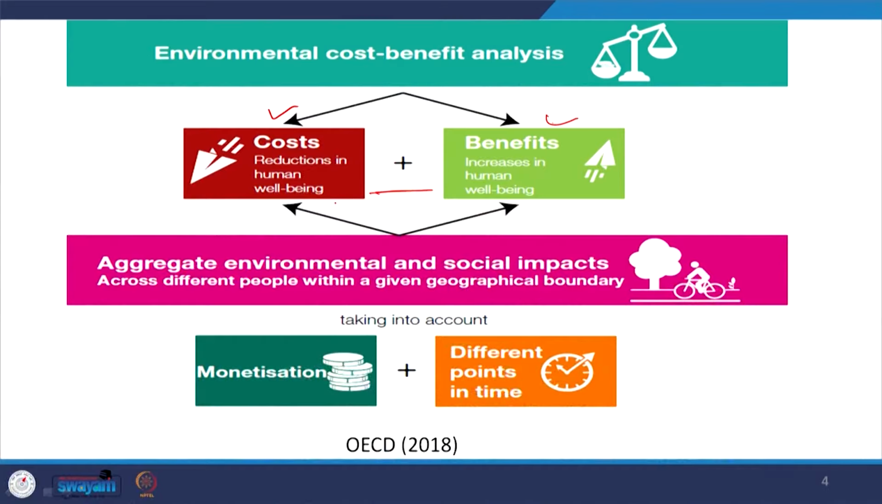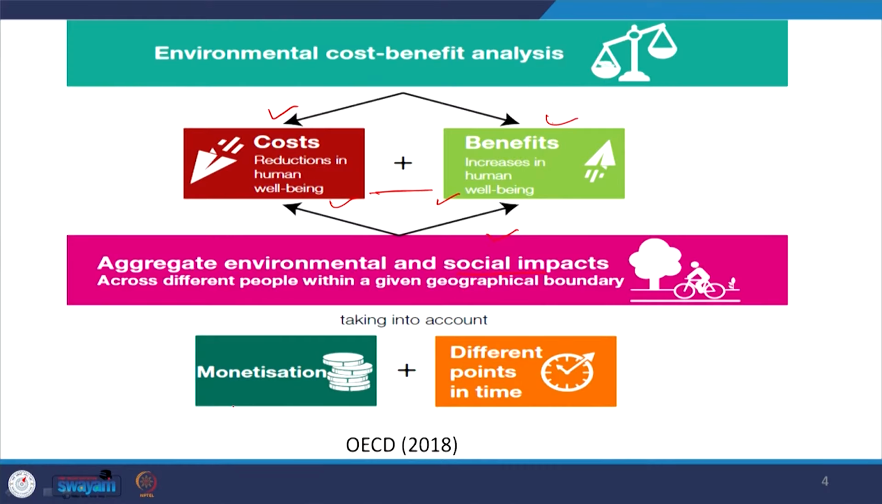When we do this exercise, taking all the costs and all the benefits from that particular project or policy, we are actually measuring the aggregate environmental and social impacts of that project or policy, and we collect these aggregate environmental and social impacts from different sections of society across different geographical units.